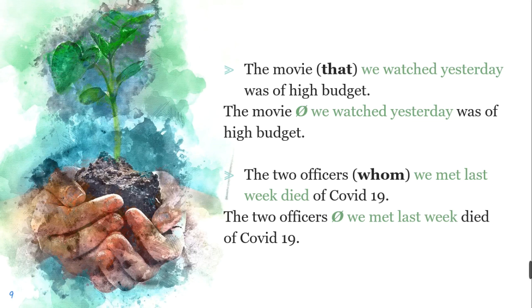And then the next example is the two officers whom we met last week died of COVID-19. Once again, the relative pronoun can be deleted. It becomes the two officers we met last week died of COVID-19. Of course, it cannot be applied in all cases that the relative pronoun can be deleted, because in some cases it should be there in the sentence, especially when the relative pronoun is followed by a verb, as in the case of the use of that, which, and who as the subject pronoun.